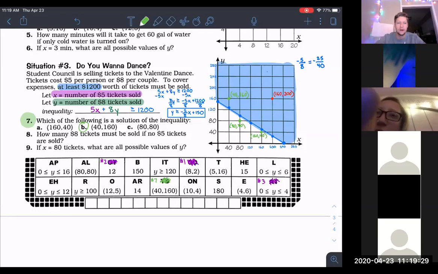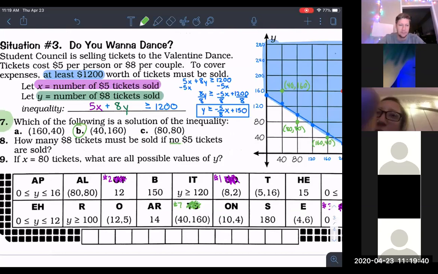So what are they really asking you? Let's think critically about it. What does no $5 tickets really mean in this problem? No, just one person tickets. And what variable represents the one person? X. Exactly. So they're saying X is 0. What is Y when X is 0?